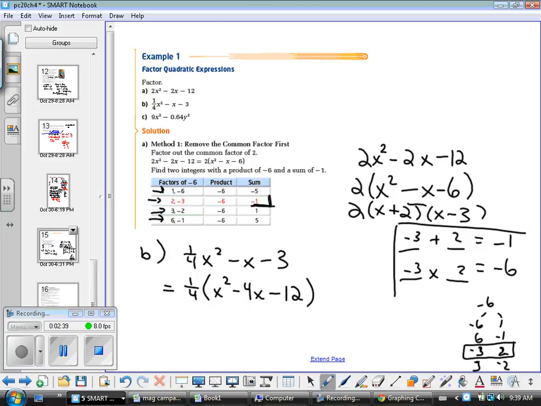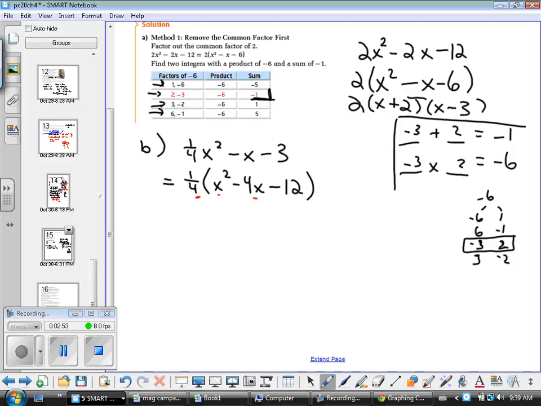If you're not comfortable with that, just go ahead and multiply it back to check. So 1/4 times x squared is 1/4 x squared. 1/4 times -4x is -x. And 1/4 times -12 is -3.